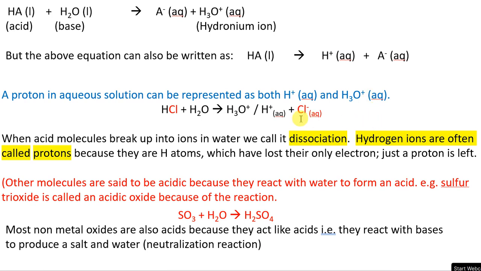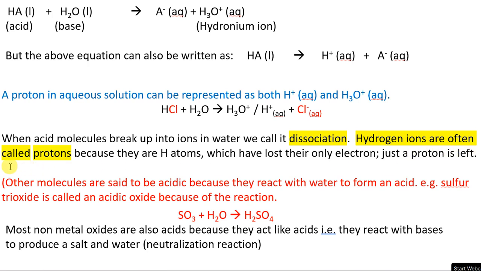Either will do. The acid HCl combines with water. We've seen that the water can accept the hydrogen ion and become H3O+. We can also simplify this and regard the proton as being produced straight from the acid. Cl- is also formed. When acid molecules break up into ions, we call it dissociation.